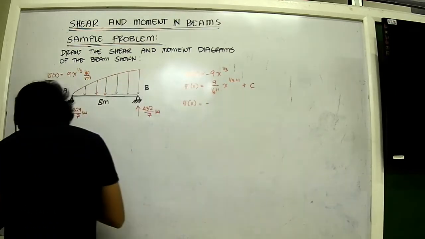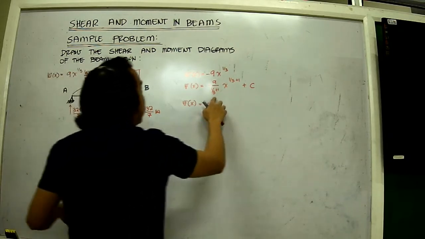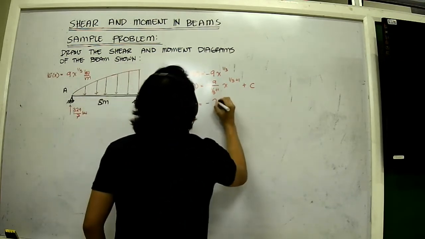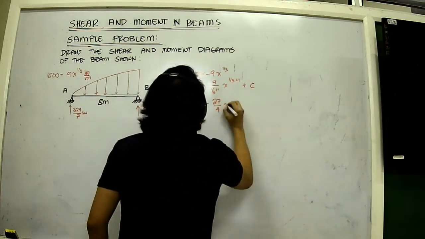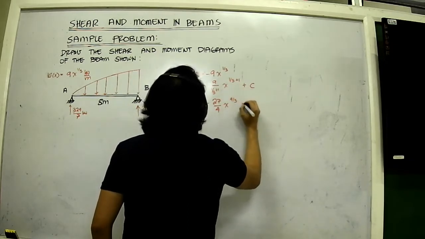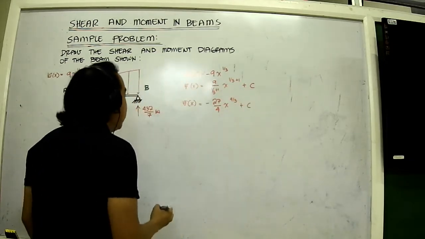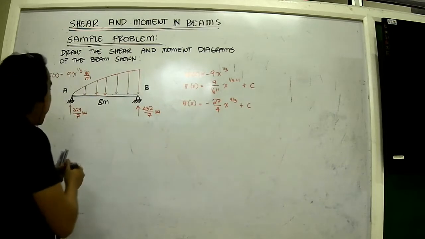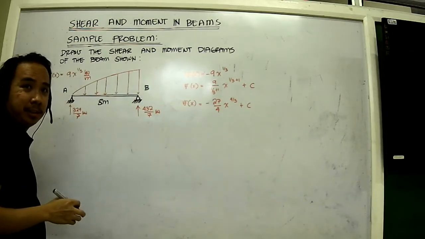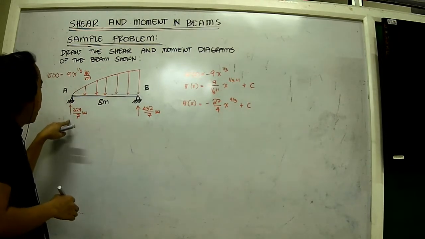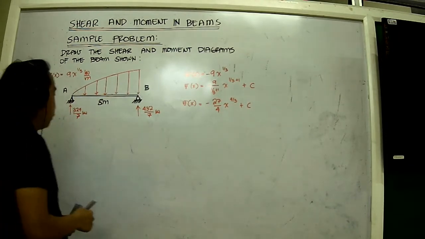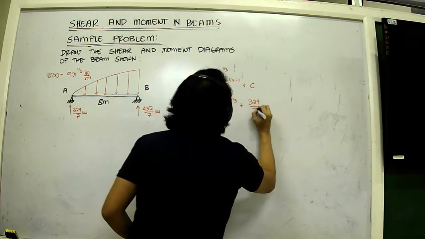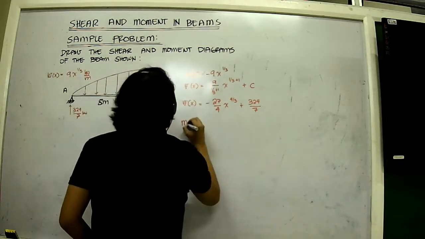That should be equal to negative 27 over 4, x to the 4/3, plus C. Okay? So I have the shear diagram. Now, when X is equal to 0, how much should the shear be? When X is equal to 0, shear should be equal to 324 over 7. So I just changed this to 7.